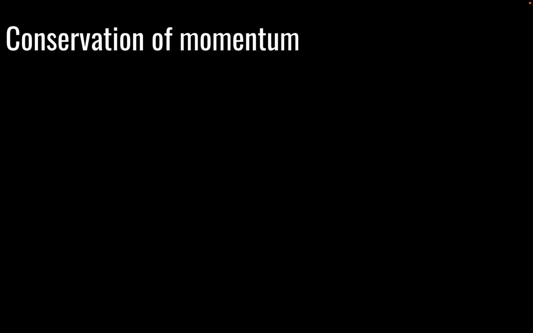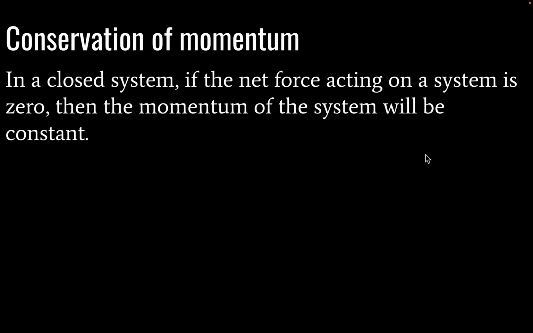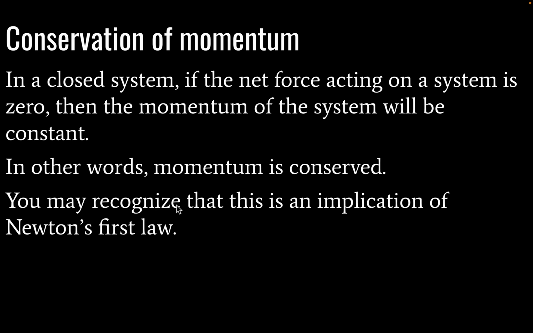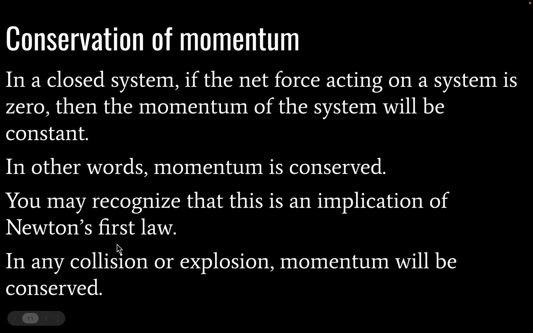All right, next we're going to take a look at conservation of momentum, where if we have a closed system, the net force acting on the system is 0, and then the momentum of that system must therefore be constant. And this is going to look a lot like Newton's first law. In this case, our momentum is conserved. And for IB physics, you should assume that the momentum is conserved because for collisions or explosions, that will generally be the case.